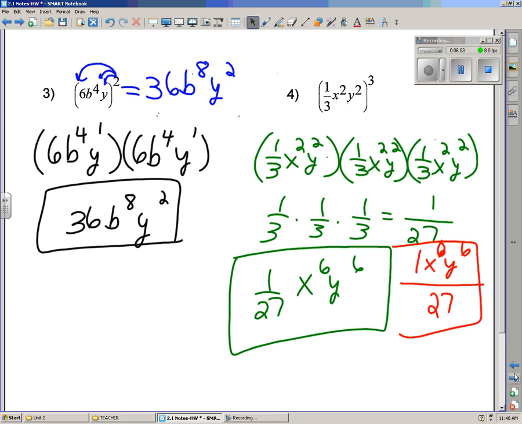All right, so that's it for your laws of exponents. You've got your homework that's attached as well, so you can get started on that.